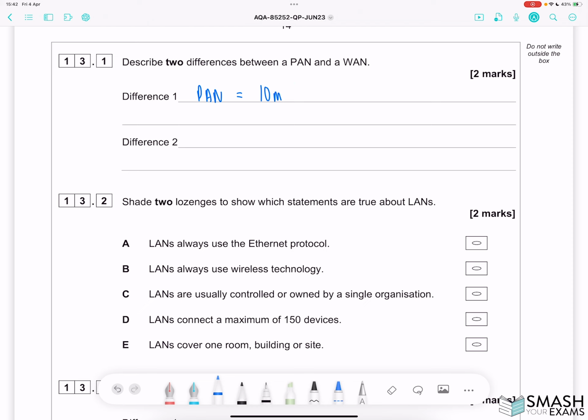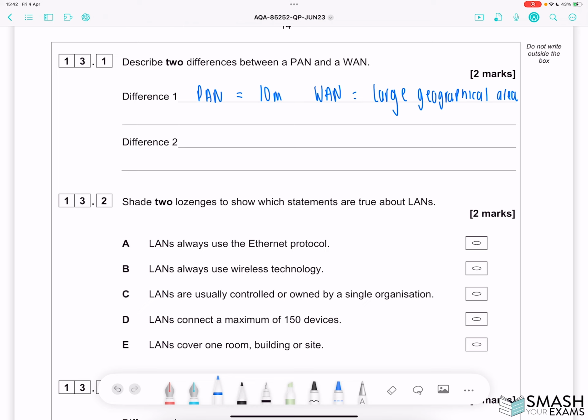Okay, whereas a WAN is what we call a large geographical area. So I'll phrase it as just that, a large geographical area. We could be talking about over a mile, for example, in that instance there.